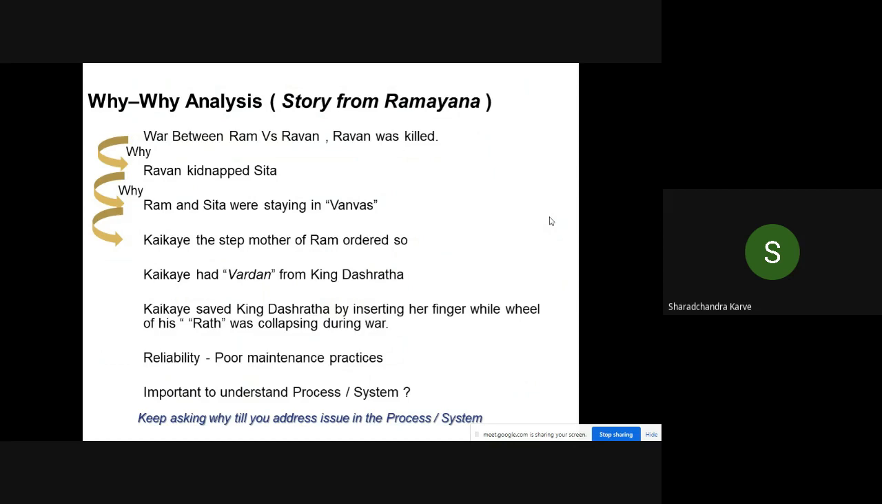So just a story from the Ramayana. Keep it in a lighter mode. It is not that you took it seriously, but there was a war between Ram and Ravan. Ravan was killed. Why? Because Ravan kidnapped Sita. Why? Ram and Sita were staying in Vanvasa. Why were they staying in Vanvasa? Because Kaikeyi, the stepmother of Ram, ordered so. So why did Kaikeyi order so? Because Kaikeyi had a Vardhan from King Dashratha. So why did Kaikeyi have a Vardhan from King Dashratha? Because Kaikeyi saved King Dashratha by inserting her finger while the wheel of his Rath was collapsing during the war.